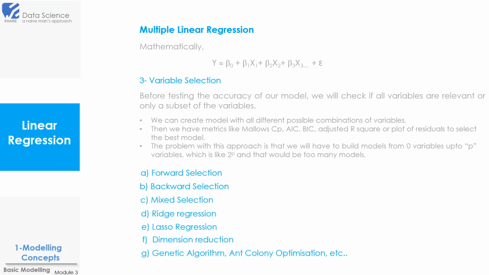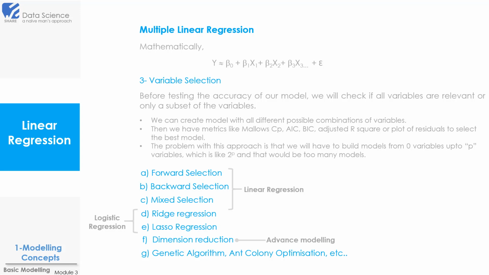Now there are many techniques for reducing the variables. All of these techniques can be applied to a variety of algorithms. So we will see the first 3 techniques: forward selection, backward selection, and mixed selection here in this video of linear regression. Then ridge regression and lasso regression are also called regularization techniques, which we will see when we do logistic regression. Then we have dimension reduction techniques like principal component analysis, factor analysis, etc.